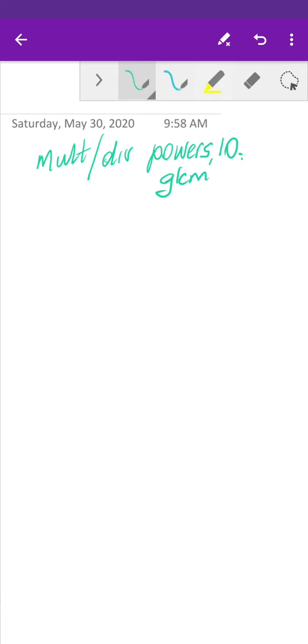Multiplying decimals by powers of 10 and dividing by powers of 10. So I'll just put here multiplying and dividing by powers of 10, such as 10, 100, 1,000, 10,000. And this is what I call GLC math concept number 807.